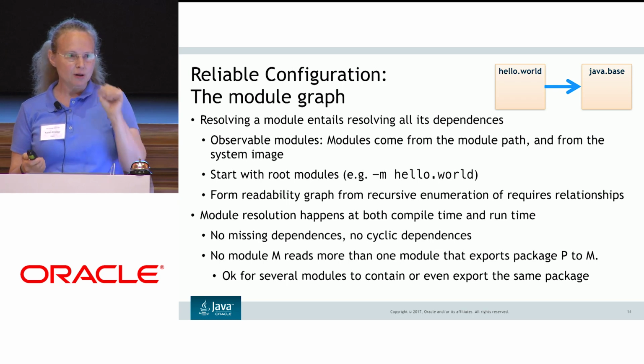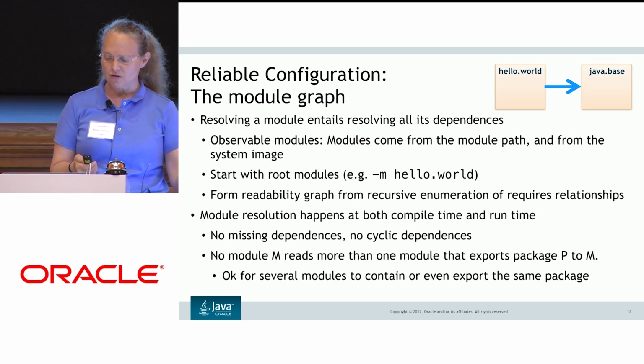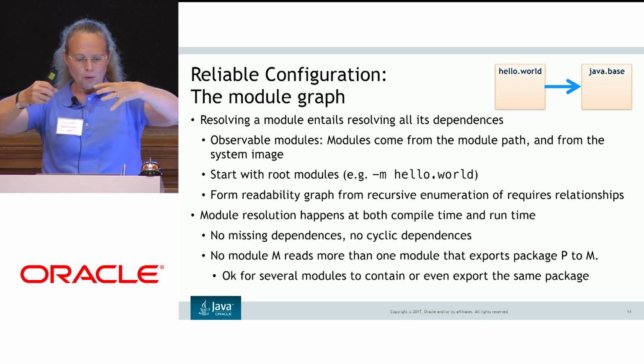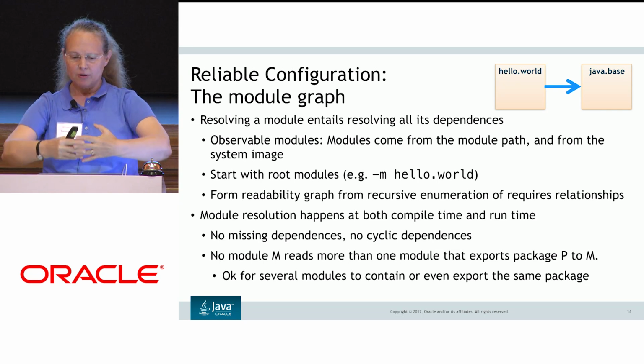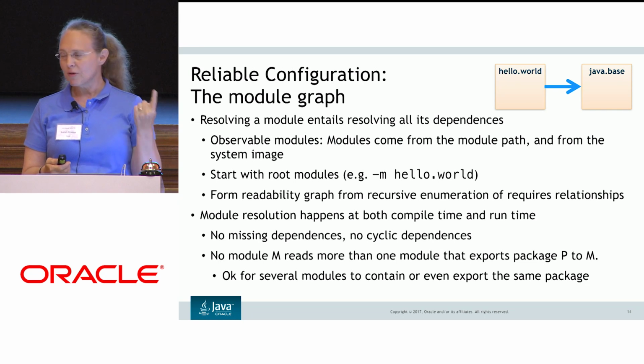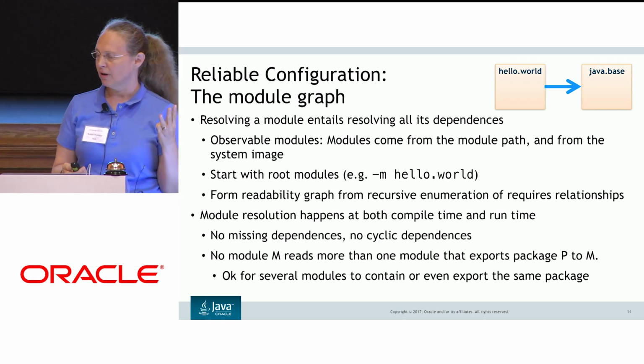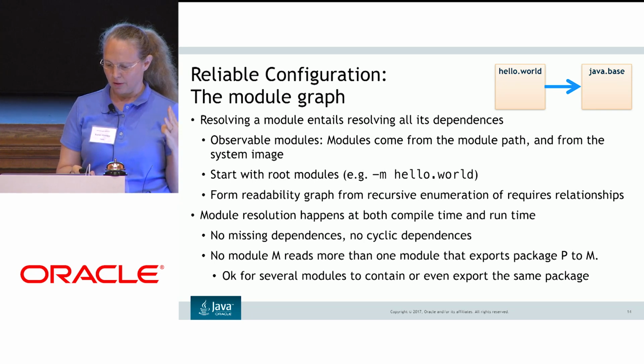We form a readability graph. So we do a recursive enumeration of all the requires, and we get a readability graph. This resolution ensures that you have no missing dependencies, no cyclic dependencies, and that no module M reads more than one module that exports package P to M. So there's no ambiguity.